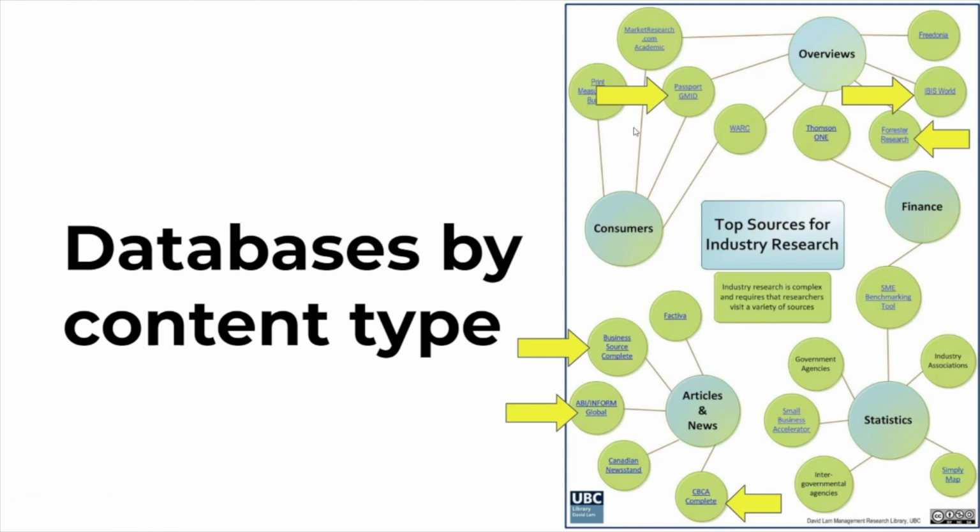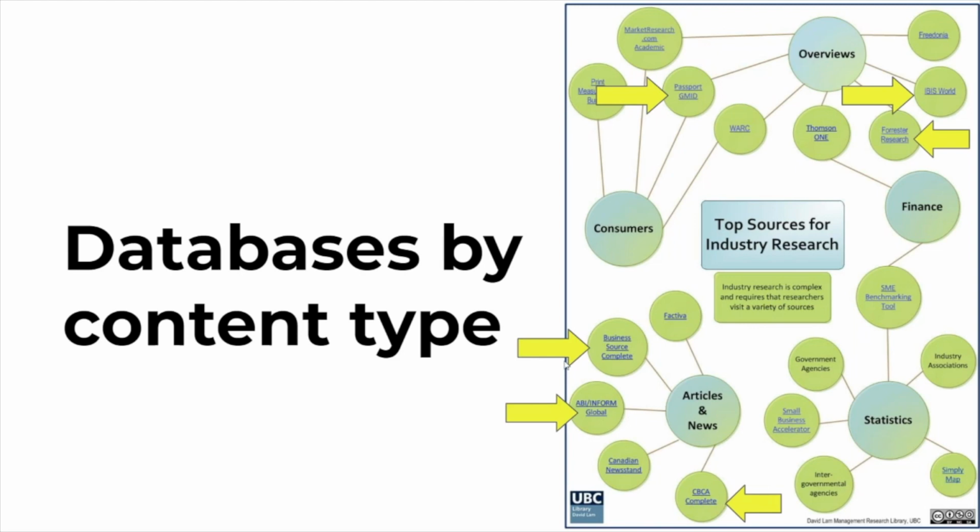So for example, just looking here at consumer, you can see Passport GMID. This is the Global Market Information Database. We have access to it as well here through UNB Libraries, Forrester, IBISWorld. I highlighted some of the ones that we also subscribe to. So CBCA Complete if you're looking for Canadian content.